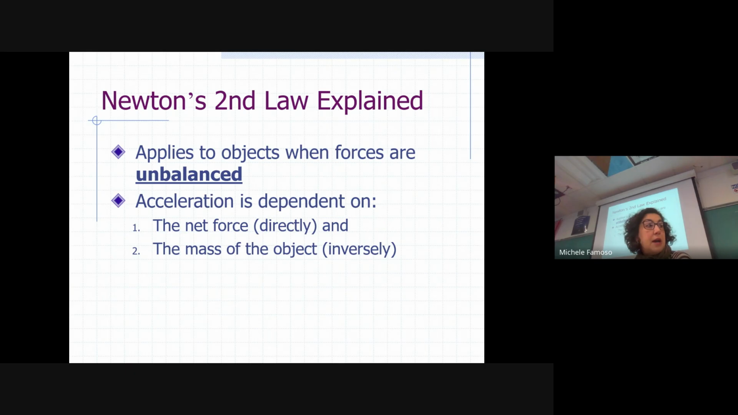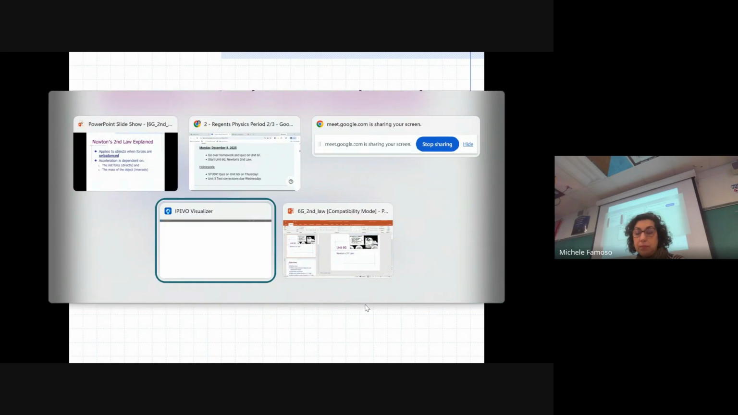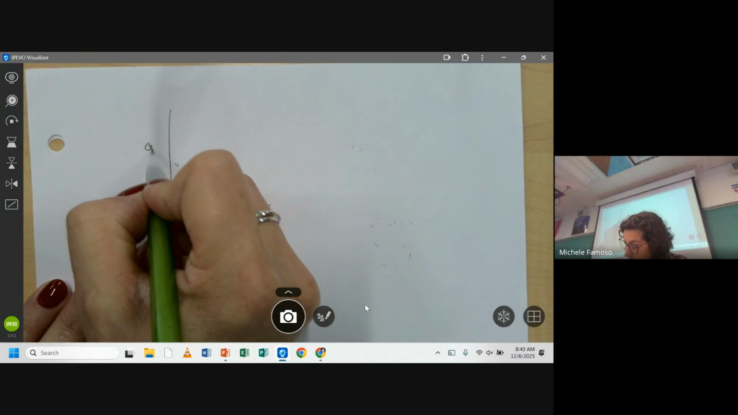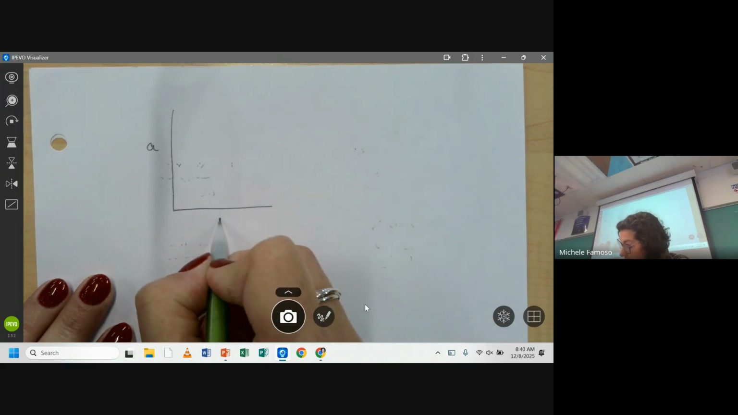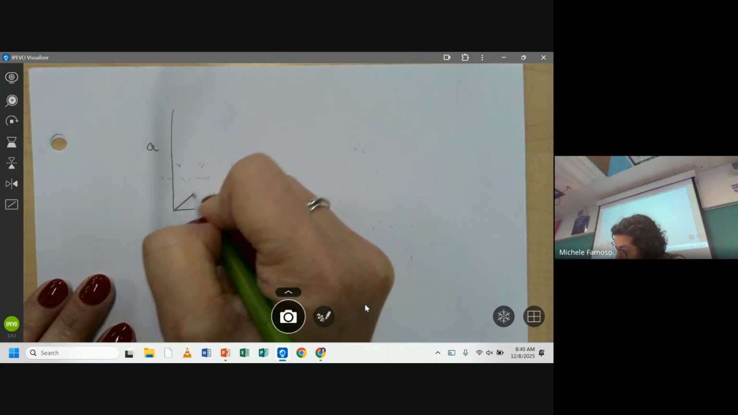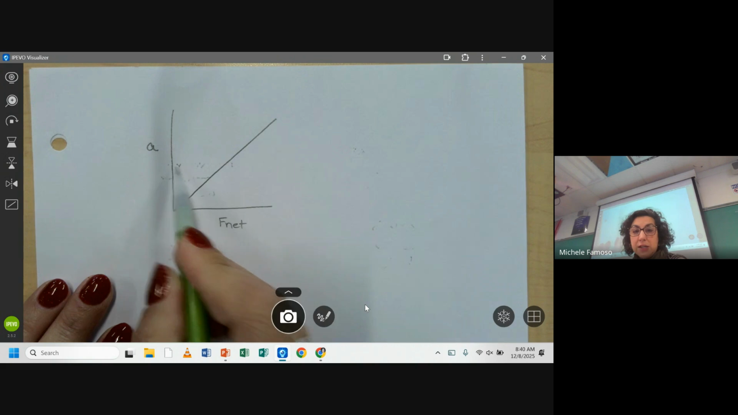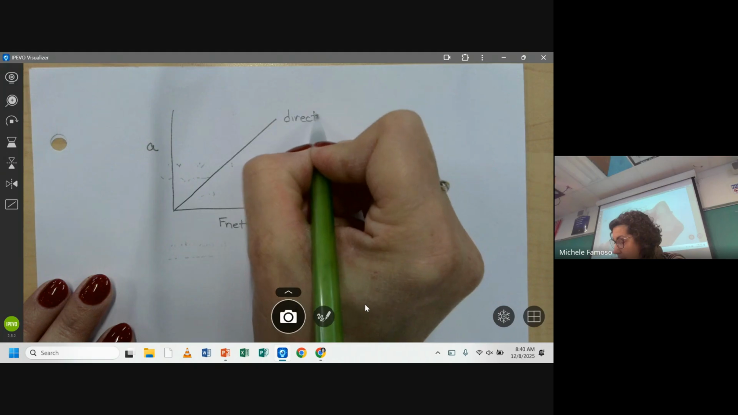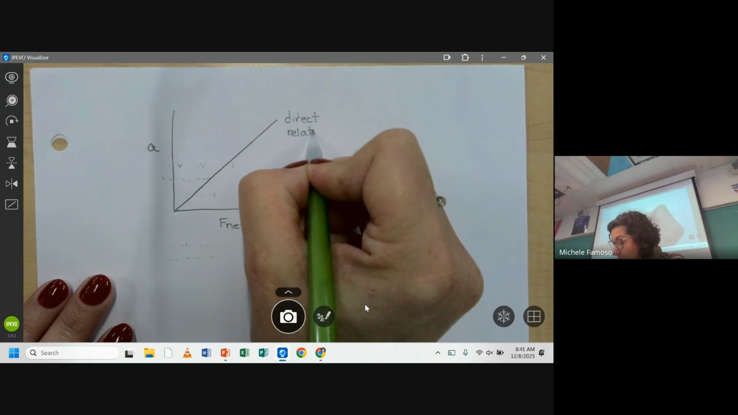I'm going to skip over to my document camera for that. So let's look at what these two graphs look like. It says that the acceleration is directly related to the net force. This would be the graph of the acceleration versus the net force. Here we see a direct relationship.